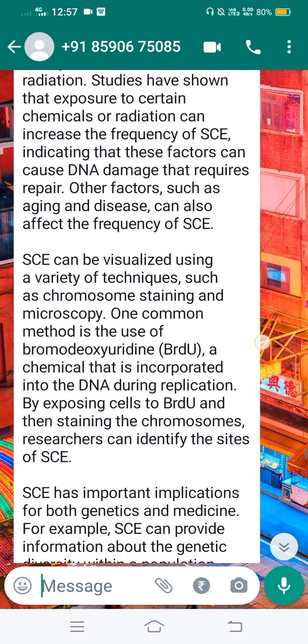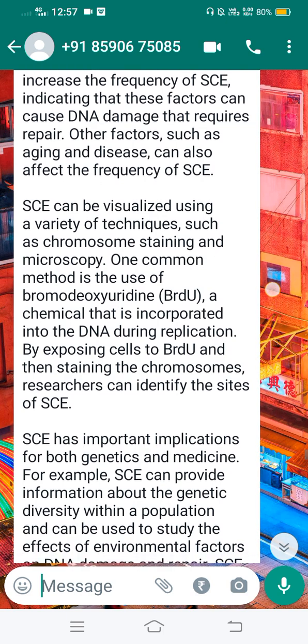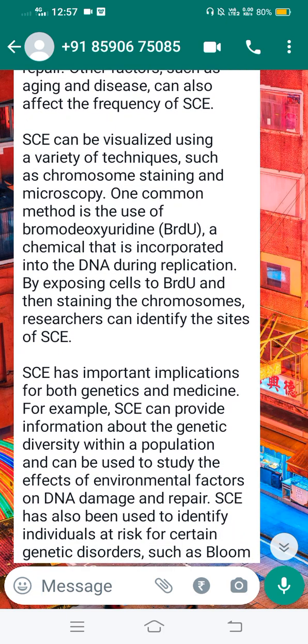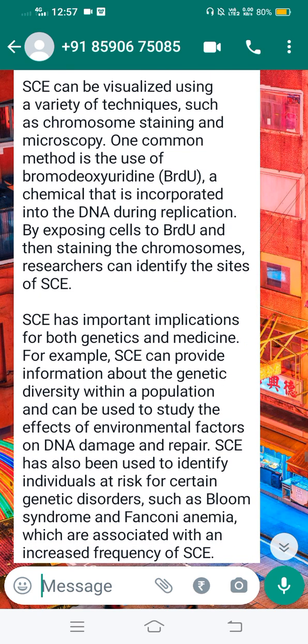SCE can be visualized using a variety of techniques such as chromosome staining and microscopy. One common method is the use of bromodeoxyuridine, a chemical that is incorporated into the DNA during replication. By exposing cells to bromodeoxyuridine and then staining the chromosomes, researchers can identify the sites of SCE.